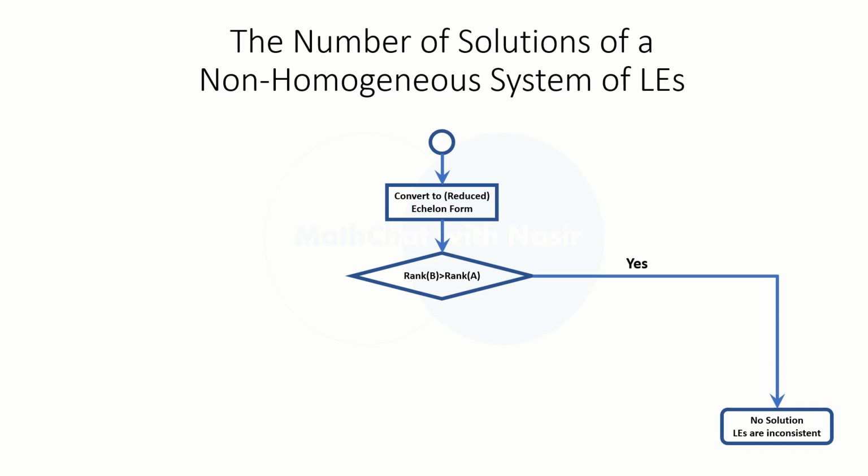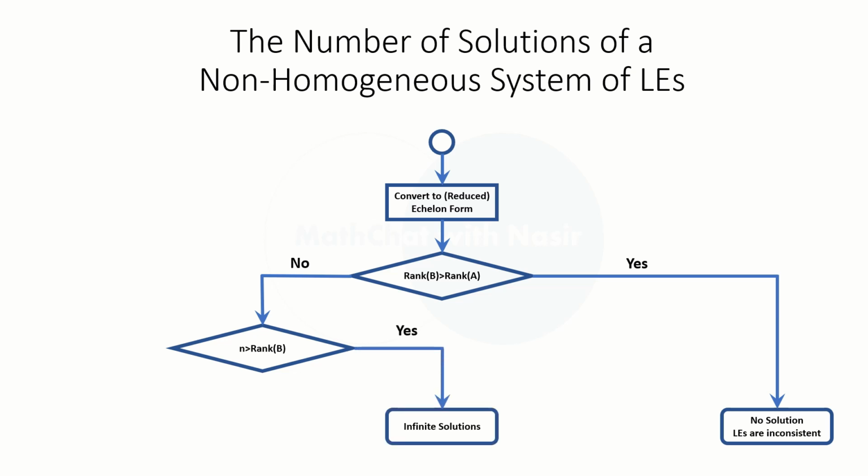So, if the rank of B is equal to the rank of A, we need to decide whether there is a unique solution or an infinite number of solutions. Compare the rank of B with the number of unknowns. If the number of unknowns is greater than the rank of B, then there is an infinite number of solutions. Otherwise, if the number of unknowns is equal to the rank of B, then the equations have a unique solution.